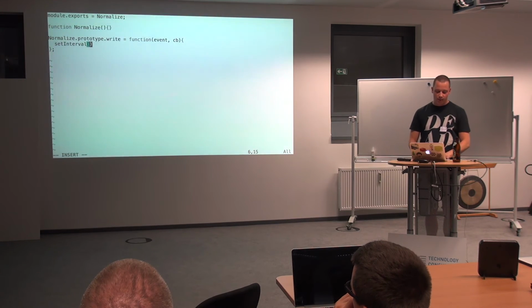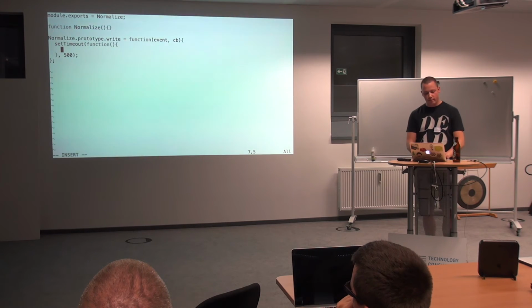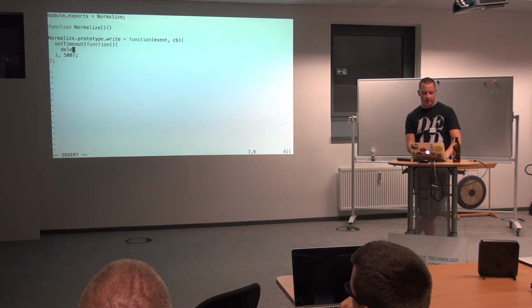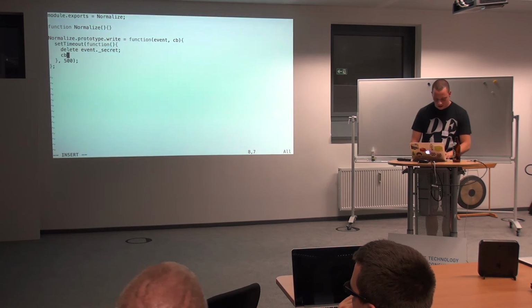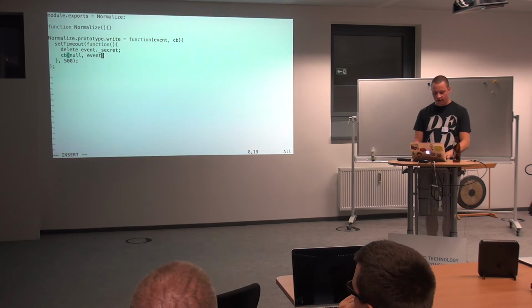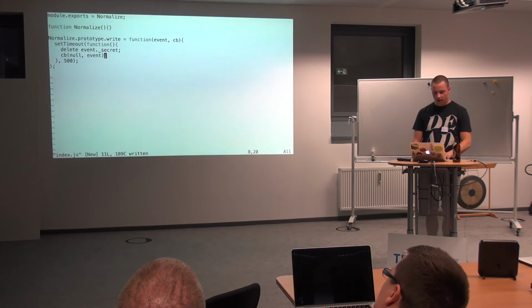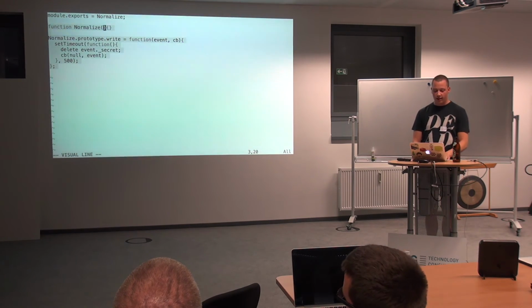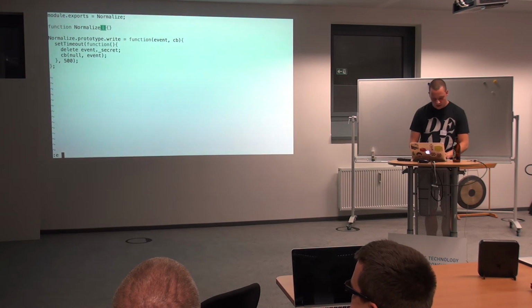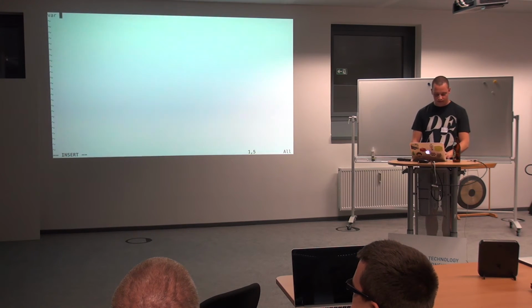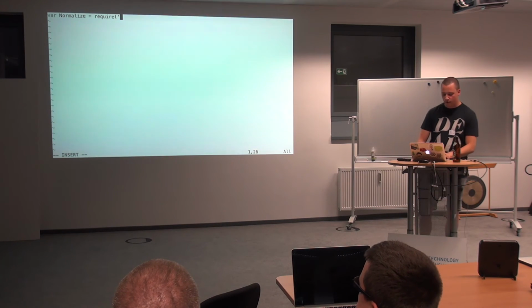In here we simulate some asynchronous work, which takes like half a second. But what we are really only doing is read event.secret and call the callback with the event. So that's a simple normalizing lib. And we create a binary for this as well, which you'll soon see why this is helpful.